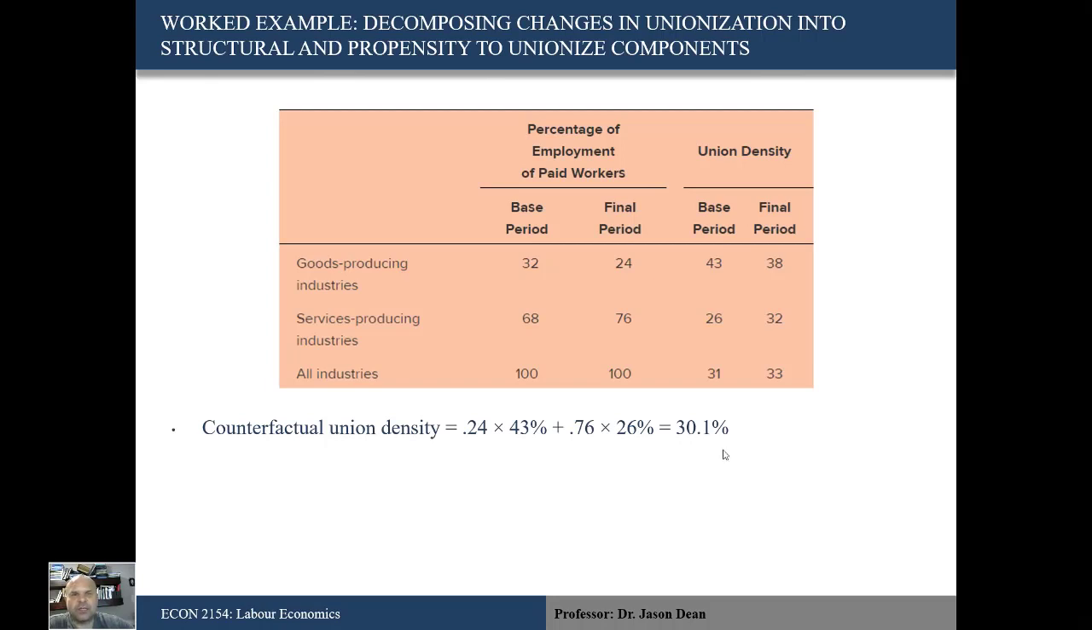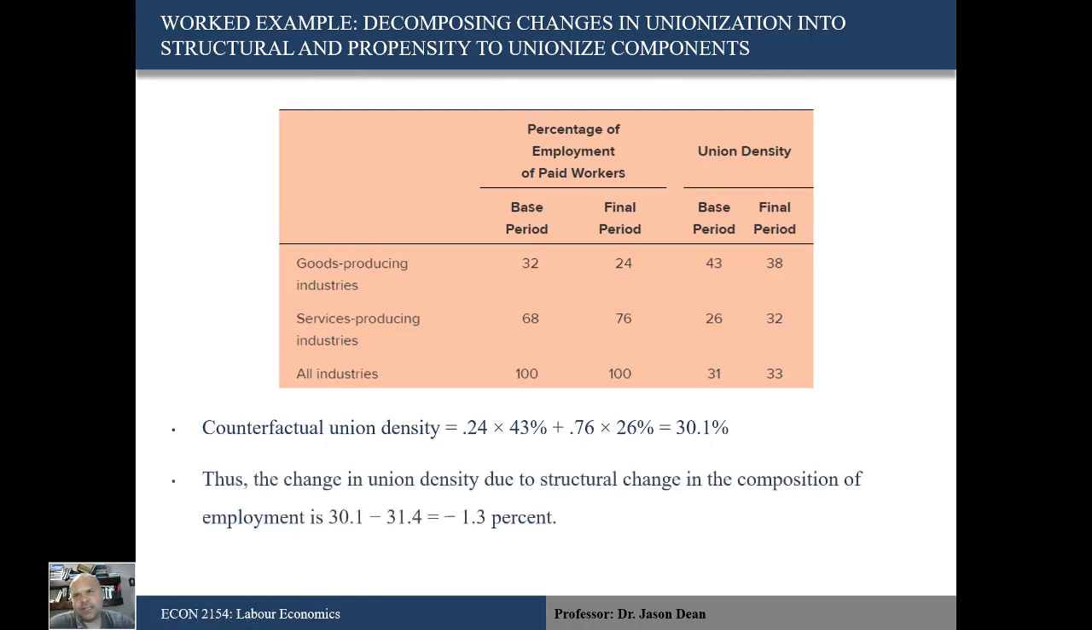Okay, so in this case we're calculating what the union density would have been if the only change that occurred was this composition here, but the base period union density stayed the same. More formally, if union density in each sector had remained at a base period level, but the composition of employment changed and was in fact observed, union density in the final period would have been 30.1%.